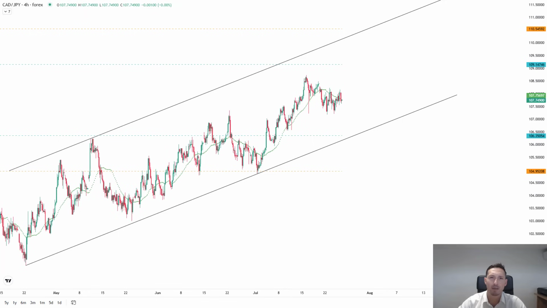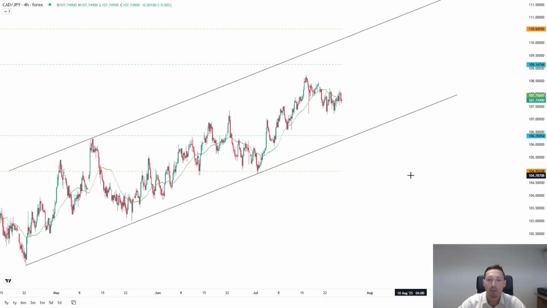Okay, so moving on to the CAD pairs, starting with CAD yen. Now I've zoomed out a little bit here so you can see this is also channeling quite nicely. These two prior lows down here, then we take this and attach it to the first high, and that projects out the top side of the channel. But what's interesting next week is you can see CAD yen has just kind of been moving sideways. Again, not unexpected because we have the Canadian interest rate decision next week. And I wouldn't be surprised to see this just do this into Wednesday as well.